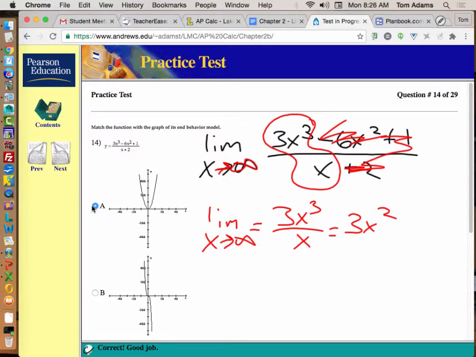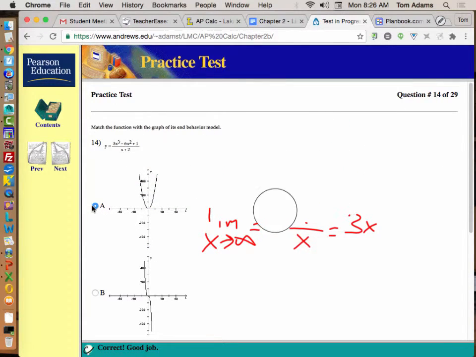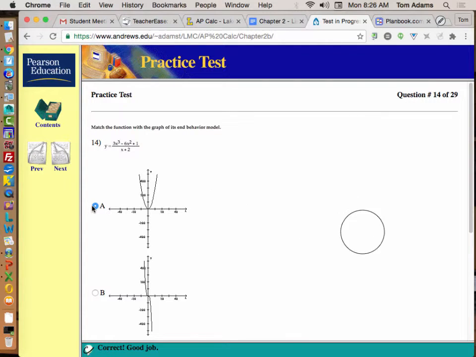Now, when we graph the actual function, it won't look exactly like this. There'll be some stuff going on in the middle. But the end behavior will be the same. What this graph is approaching and what this graph is approaching, the end behavior will be the same. Does that make sense? Yeah. The stuff in the middle doesn't really matter.